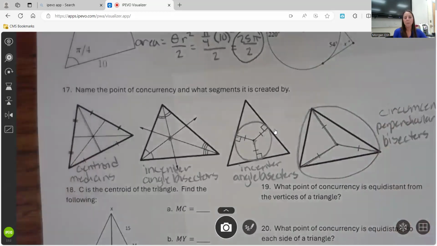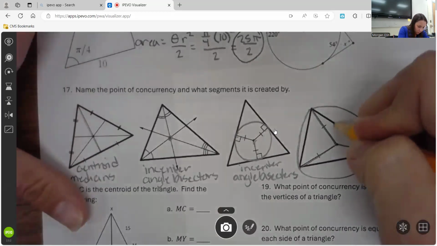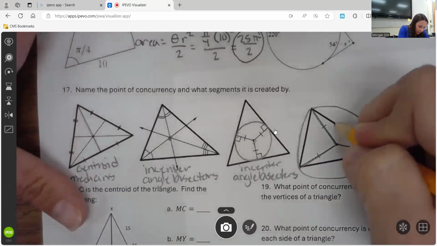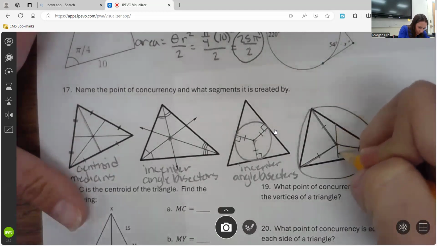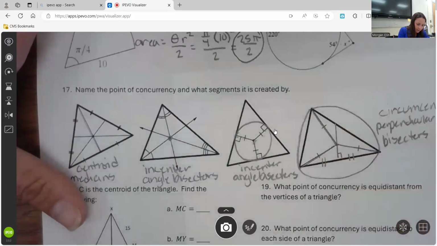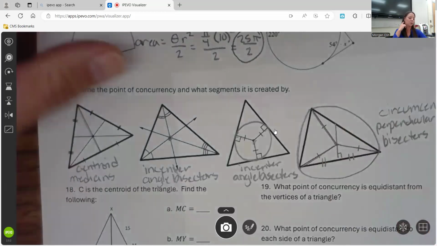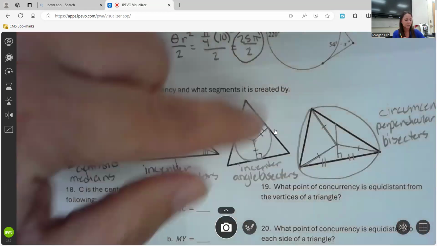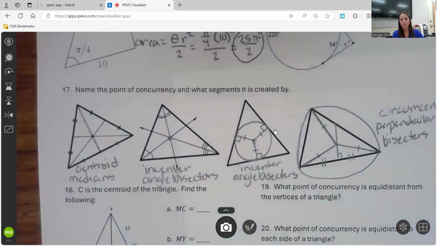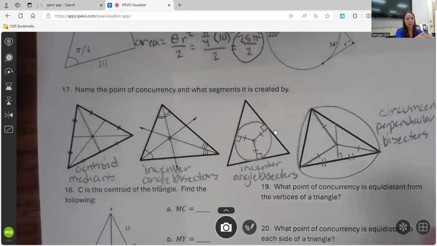Perpendicular bisectors don't have to come from vertices. They come straight down at a right angle, and what happens is they split these sides. And so you would do that 3 times, from each of the sides, and they would all meet at this point called the circumcenter.